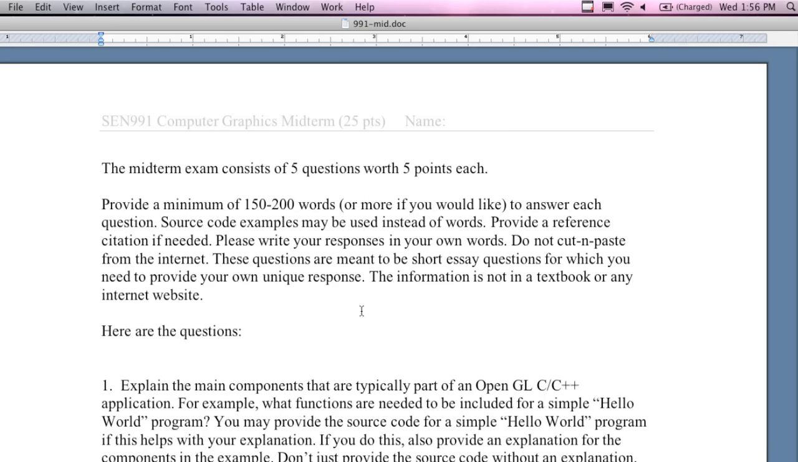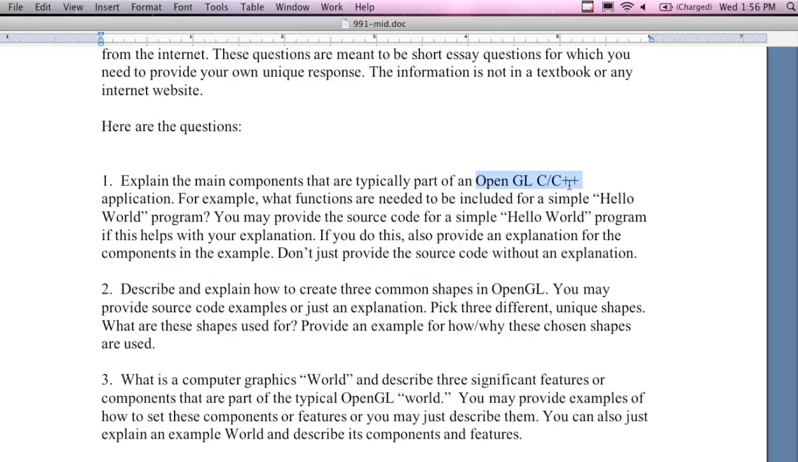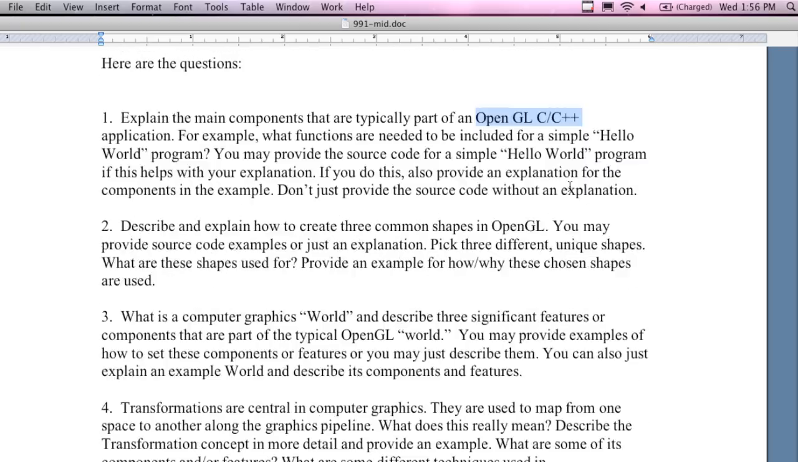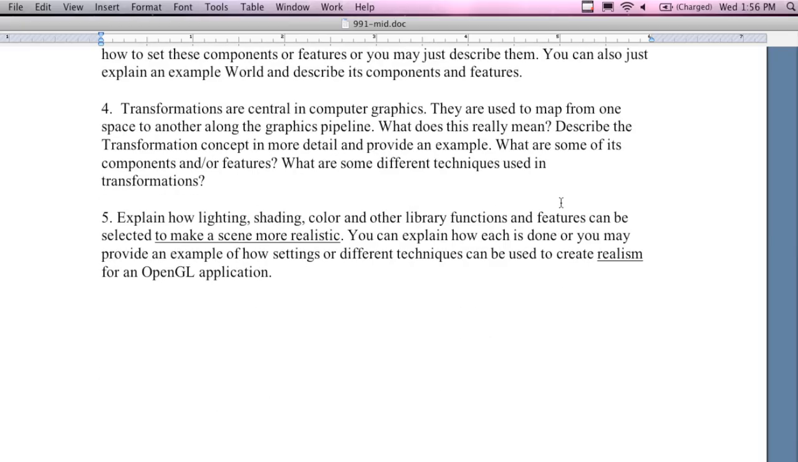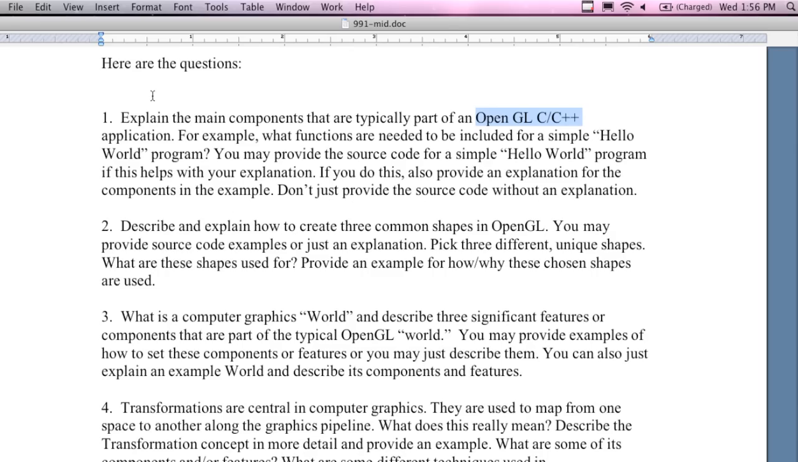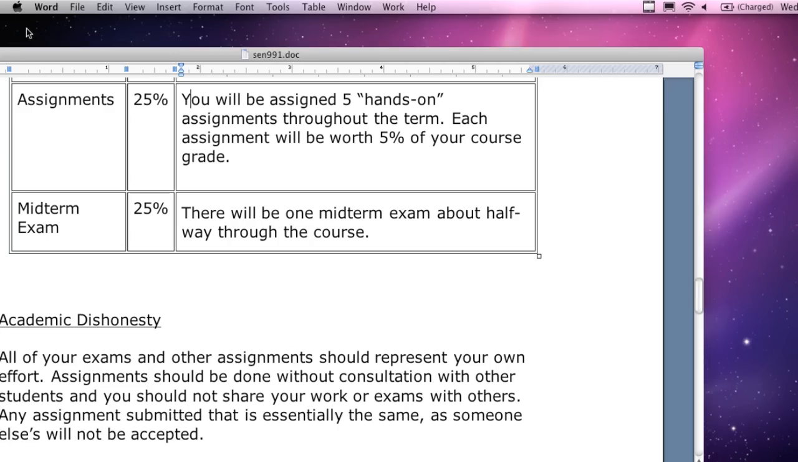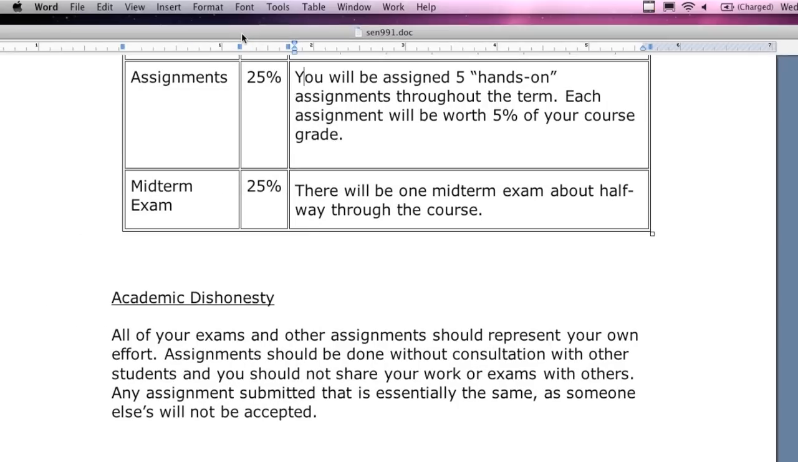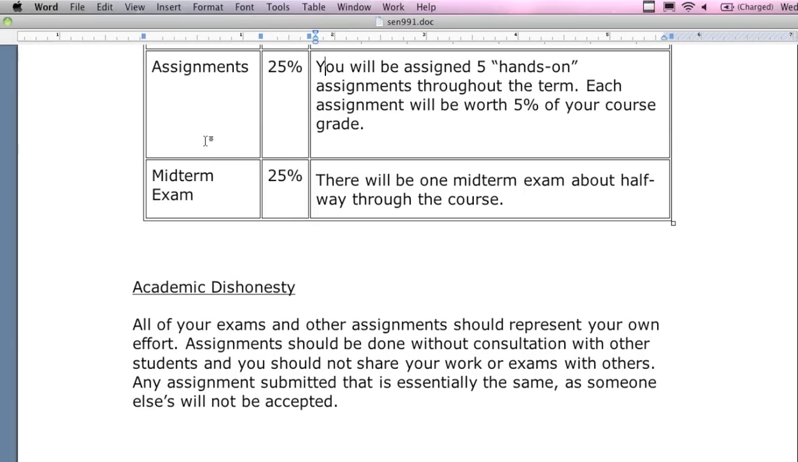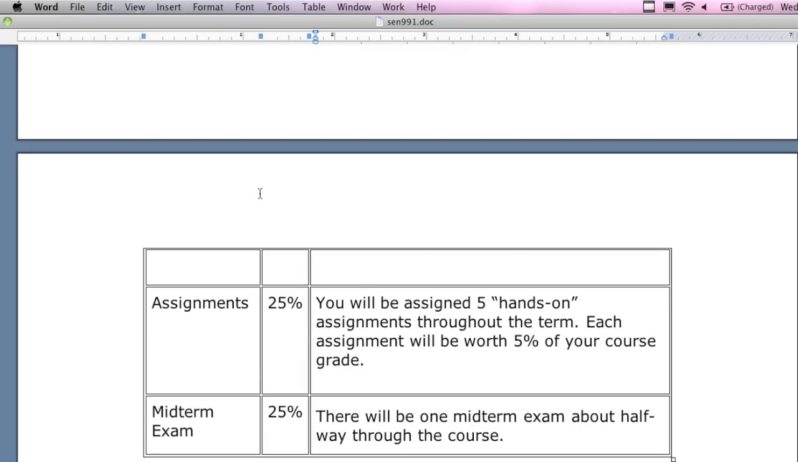This midterm will be changing as well because there's questions on OpenGL and C++ in here. So I will need to give you guys a different midterm exam as well. So this midterm is going to change. So don't follow any of the assignments or the midterm. Next week we'll have brand new stuff for everything.